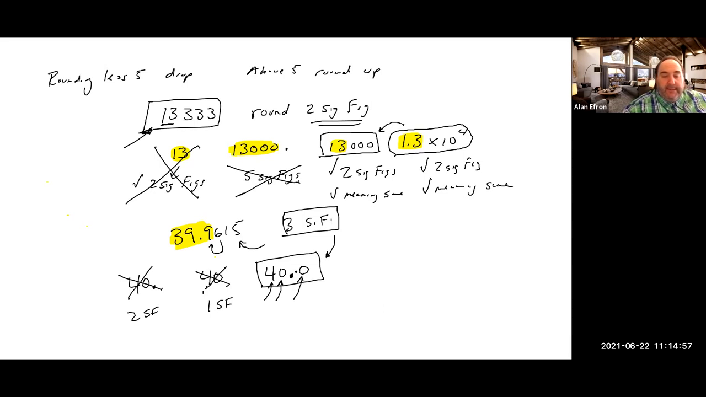Questions on that? Obviously, depending on the math that you're doing, either multiplying or dividing, adding or subtracting, that will determine how many sig figs your answer should have, and probably the appropriate rounding that you should do. Any questions on significant figures, calculations with significant figures, scientific notation?